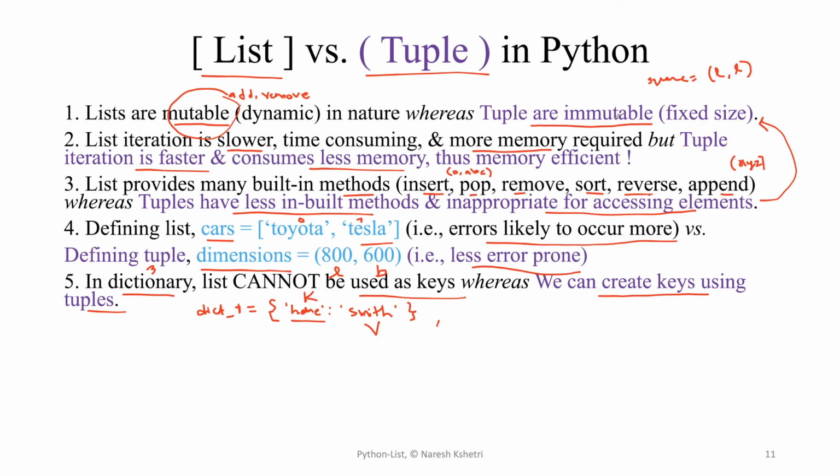These are the basic five differences. Although there are many more, these are the basic differences you can find between the list and tuple data structures. But besides this, I have pointed out some similarities also.